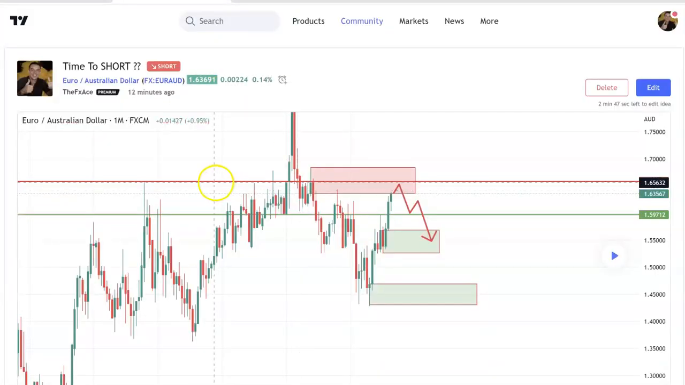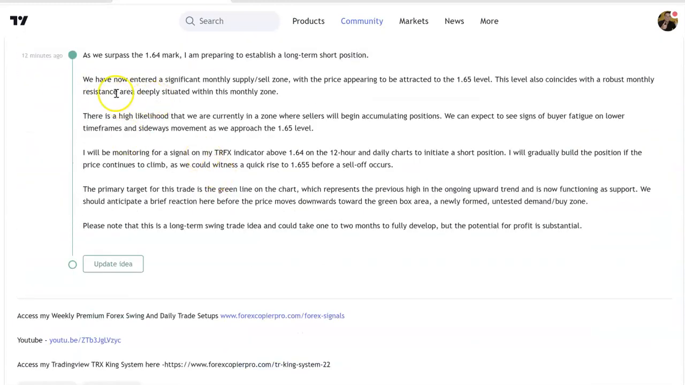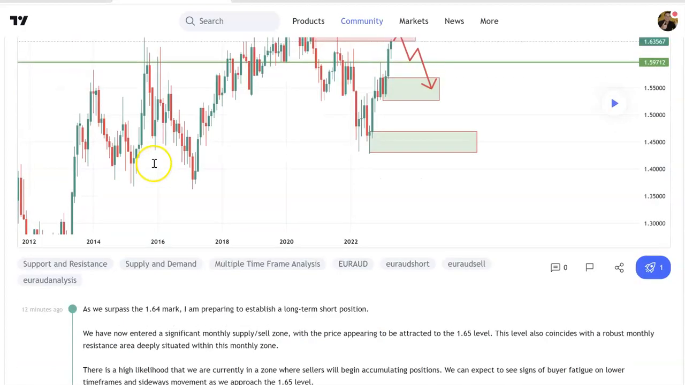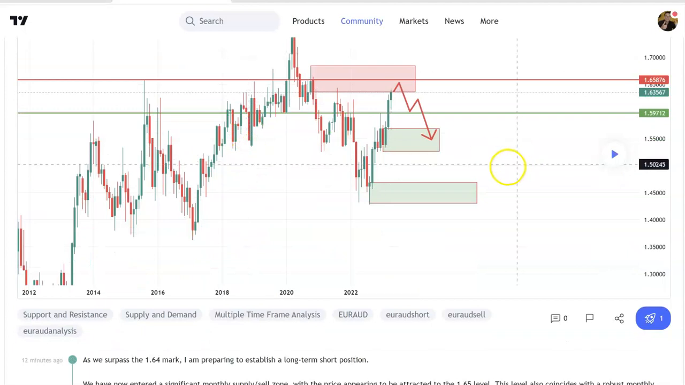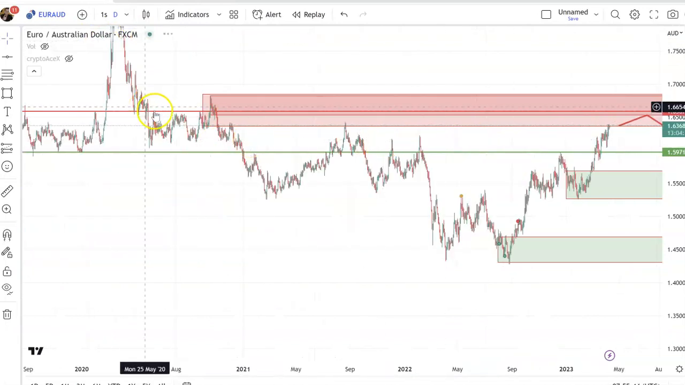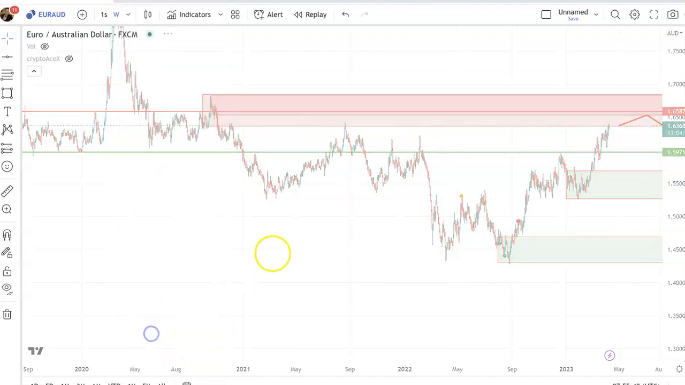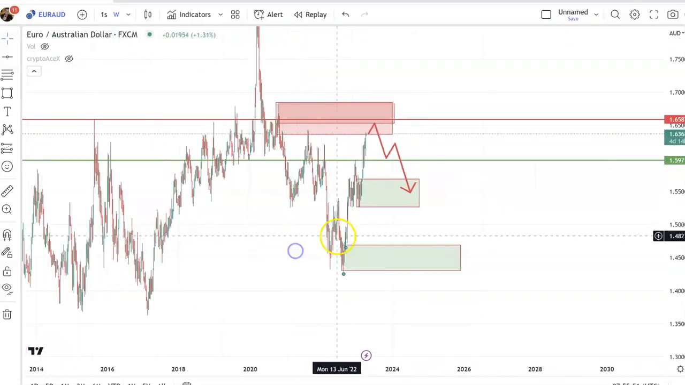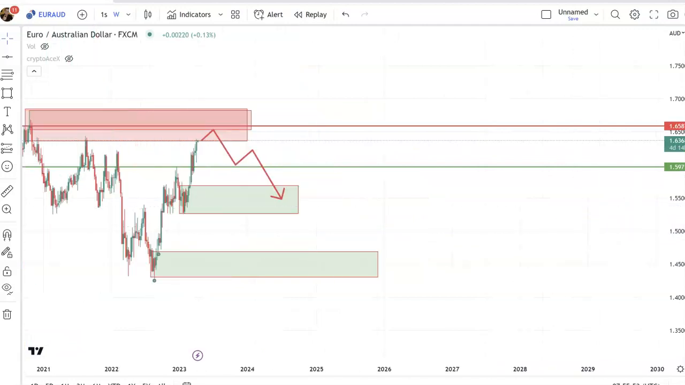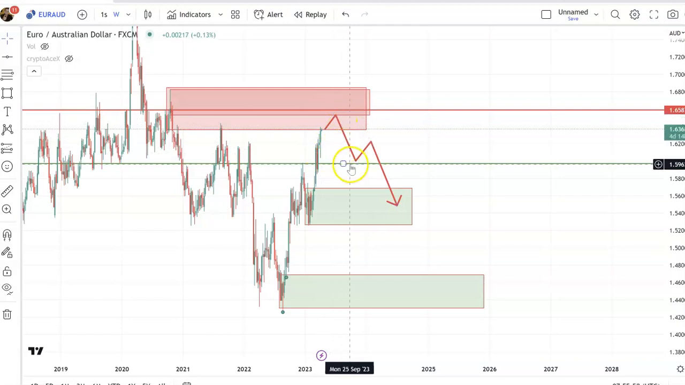You can see what I've written here on TradingView. Okay, I'll just explain it. The actual idea, it's a very simple idea. At a higher time frame level on the monthly charts, inside that level we have a strong resistance area, and at that resistance area we also have an untested weekly supply/sell zone. This is all confluence that the market is going to push up towards this level, then sell off.